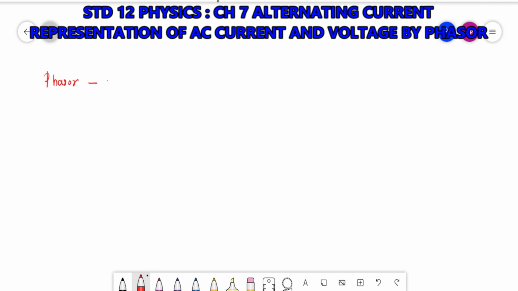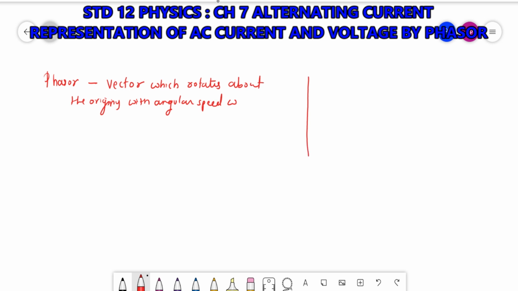So I can write down: it is a vector which rotates about the origin with angular speed omega.